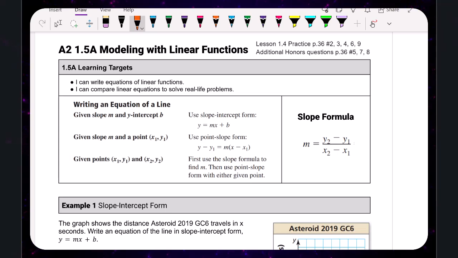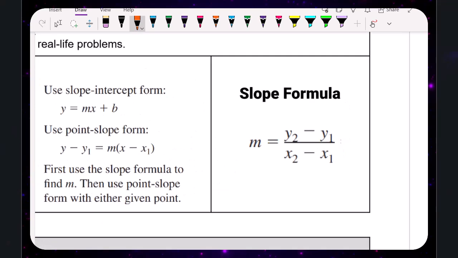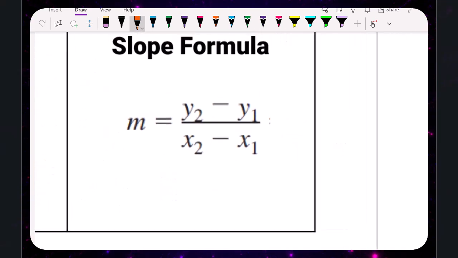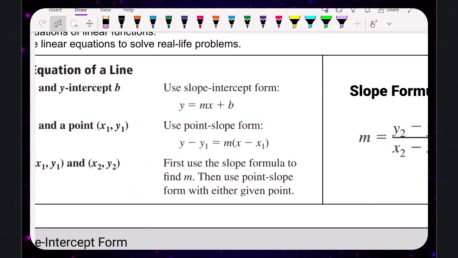It's been a few months since you've used some of these formulas, so let's go ahead and go over a few of them. This one's pretty popular. This is your slope formula. You have to have 2 points on your coordinate plane to do the slope formula. Just make sure that you put your y in the numerator and your x's in the denominator.